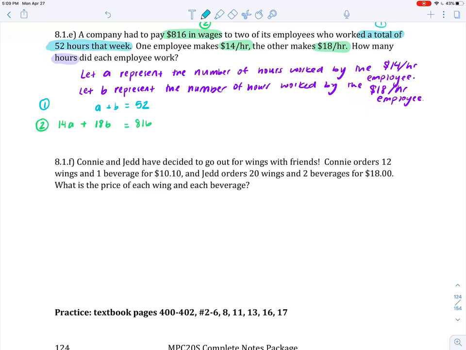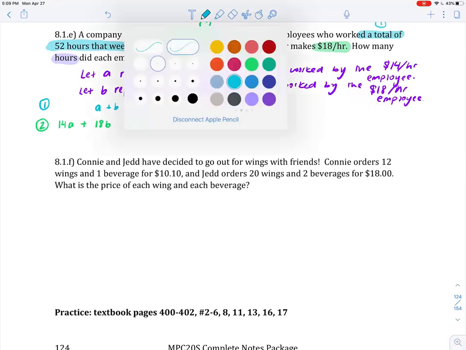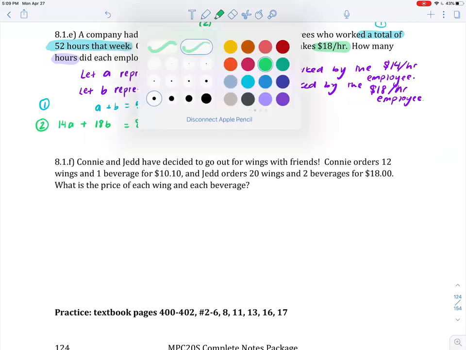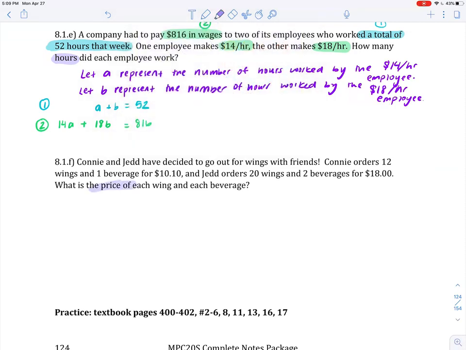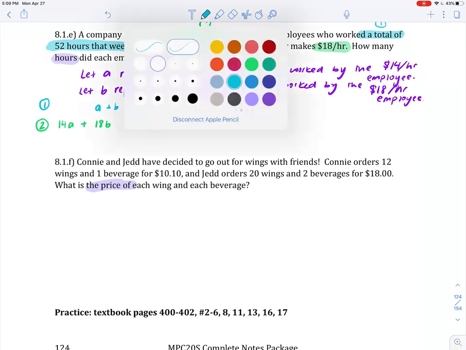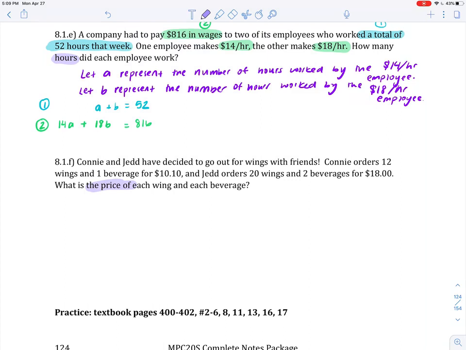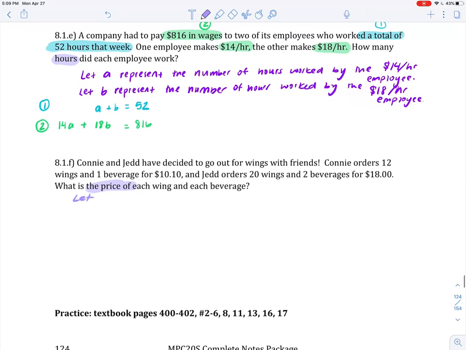Connie and Jed have decided to go out for wings with friends. Connie orders 12 wings and 1 beverage for $10.10. Jed orders 20 wings, and 2 beverages, for $18. What is the price of each wing? We're after the price of each wing and each beverage. So we need the price of each wing and the price of each beverage.